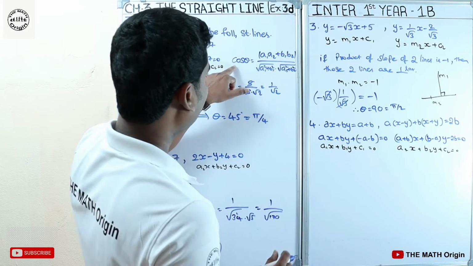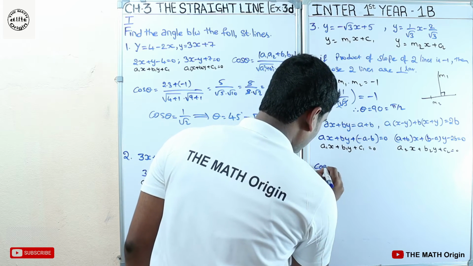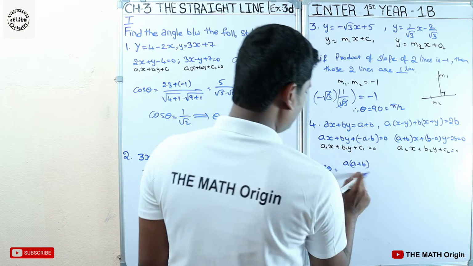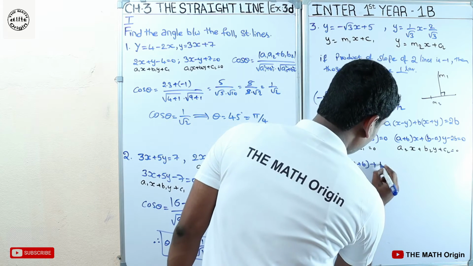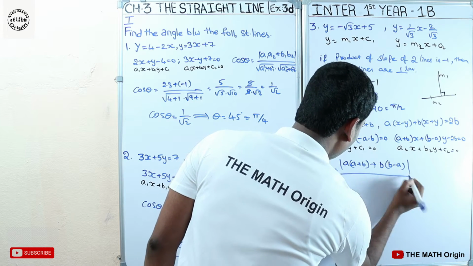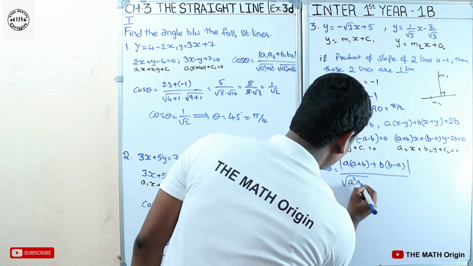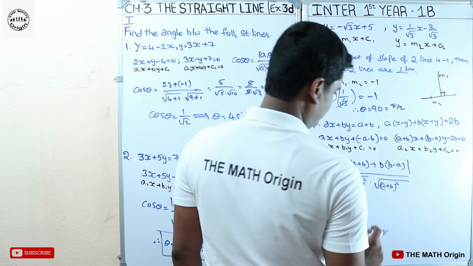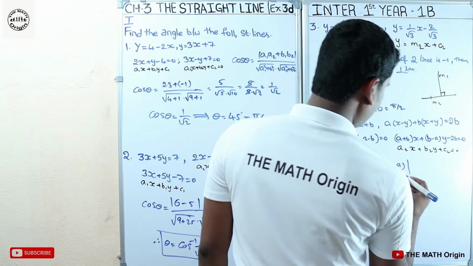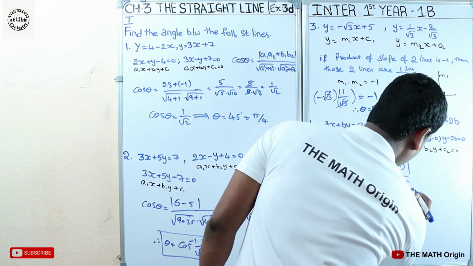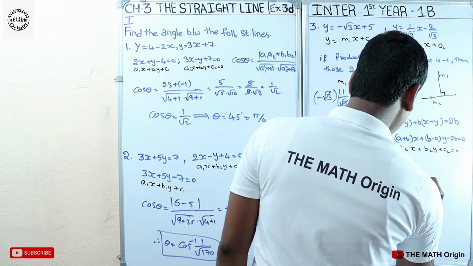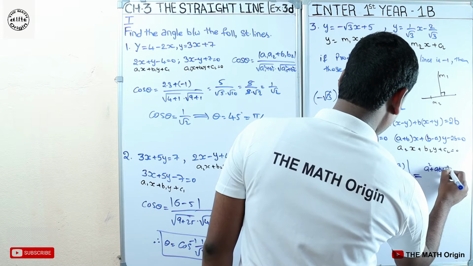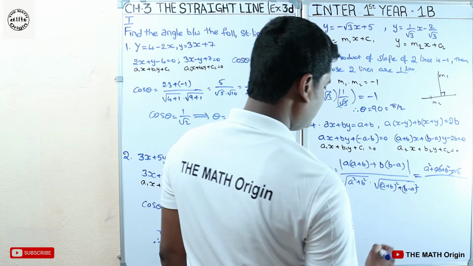Now with this we know the formula is cos theta equals modulus of a1 a2 plus b1 b2, by root of a1 square plus b1 square into root of a2 square plus b2 square. So cos theta is equal to a into a plus b, that is a1 a2, plus b1 b2, which is b into b minus a, whole modulus, by root of a1 square plus b1 square, meaning a square plus b square, into root of a2 square plus b2 square, which is a plus b whole square plus b minus a whole square. With this I can write the numerator as a square plus ab plus b square minus ab. So ab minus ab cancel here.